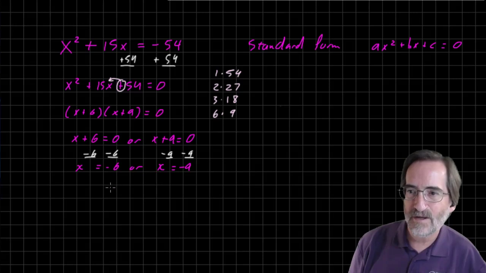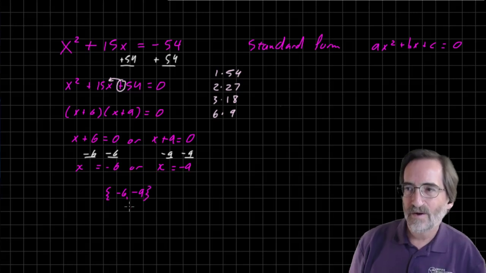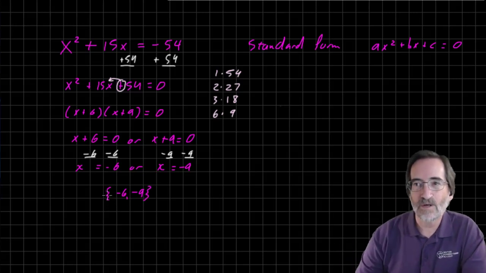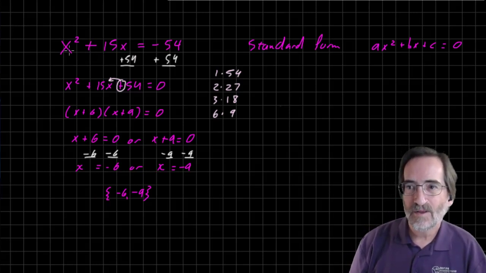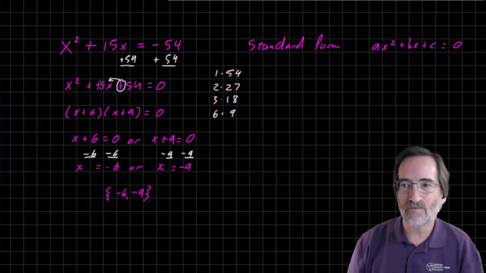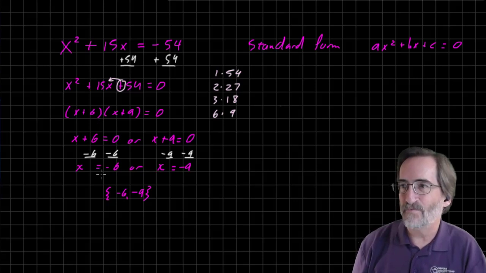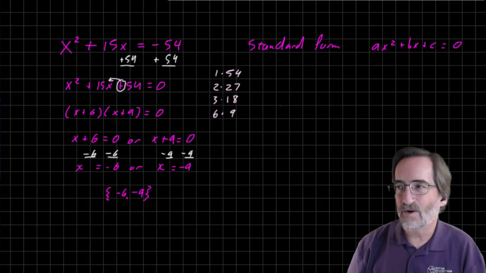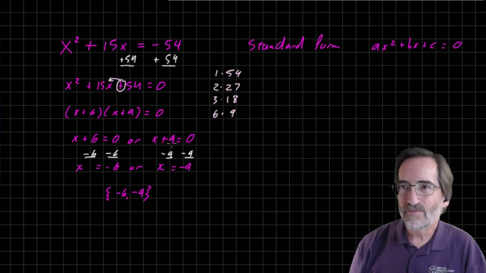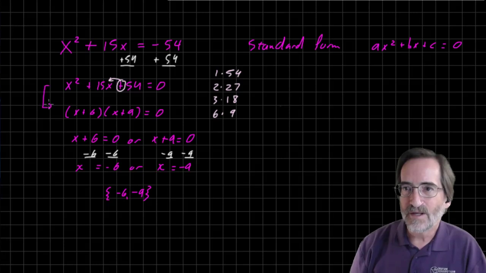And the solution set is negative 6, negative 9. Okay, one extra step. We could plug them back into the original equation and see if we get equality. That is, if negative 6 squared plus 15 times negative 6 equals negative 54, and it does, and negative 9 as well. But I won't take the time to do that right now. Okay, so that's example 1. You can skip a few of the steps in between and simply look for factors of 54 that add to make 15 and put x plus or minus.